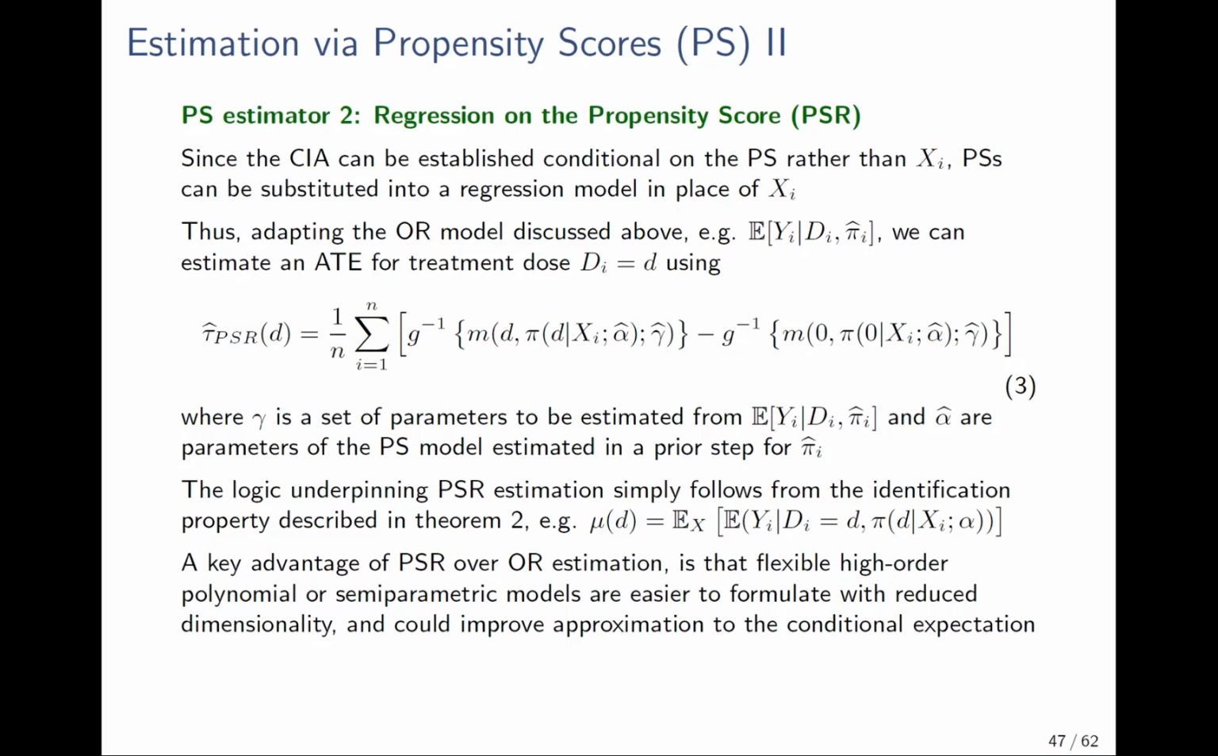that the propensity score is a scalar, and that makes it easier to use flexible high-order polynomial or semi-parametric models. So it's a much simpler outcome regression model. We have only two covariates, d and the estimate of the propensity score, and that makes it much easier to implement flexible and significantly non-linear models, say with interactions.